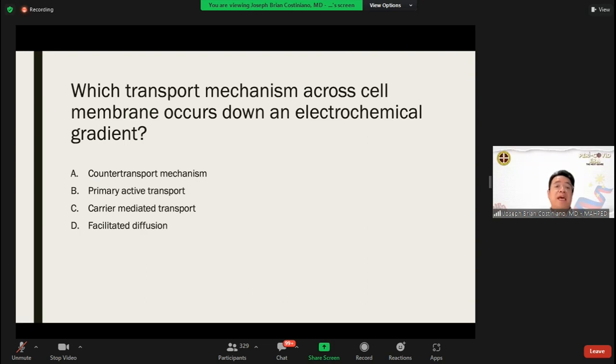It says active. Active na yan eh. So it needs energy. If carrier-mediated naman, of course, the carrier needs energy, no? In order to transport the mechanism. So of course, the answer will be facilitated diffusion. Dito tayo nalilito sa facilitated eh. Kasi pag nabasa natin, ay hala, facilitated, baka kailangan ng energy yan. No, hindi. It's a passive transport mechanism.